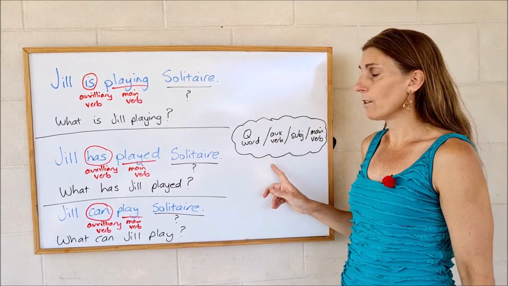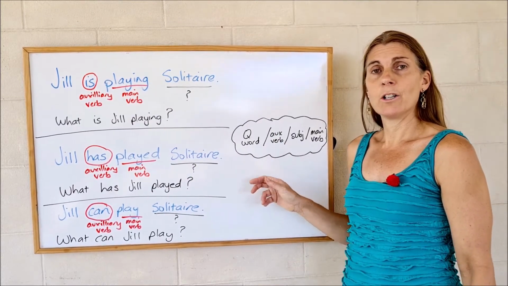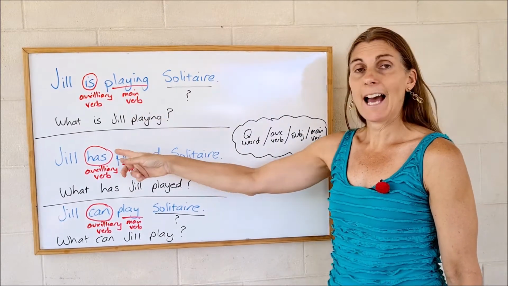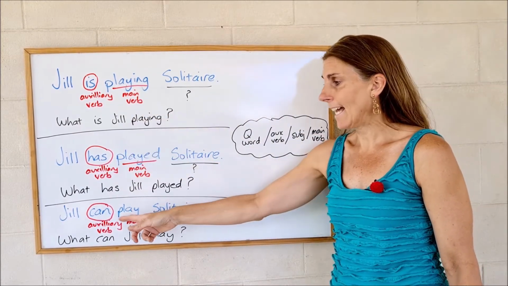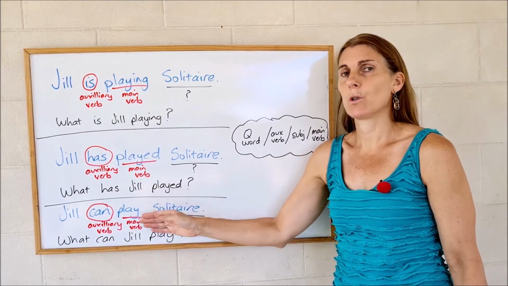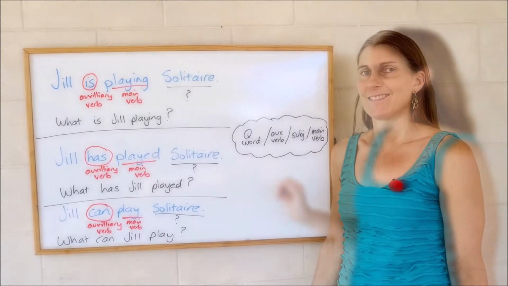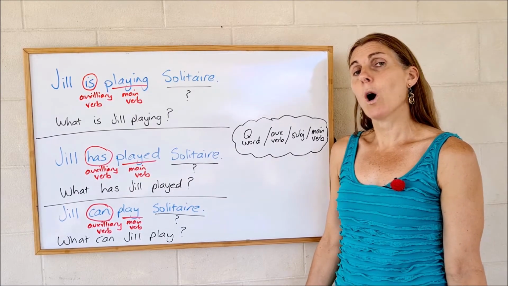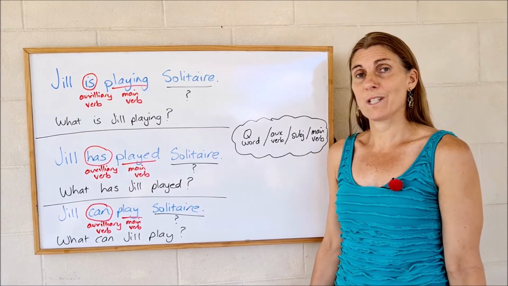So our auxiliary verbs are do, be, have, can, or other modal verbs like will, could, or should. So let's look at a few more examples of some object questions with different auxiliary verbs.